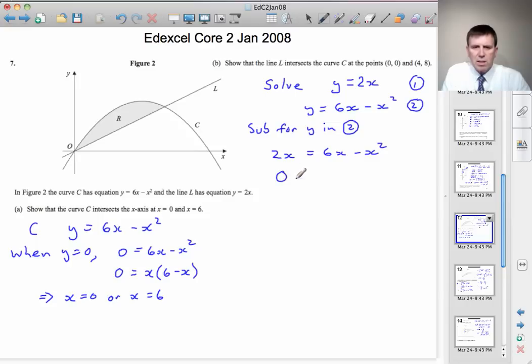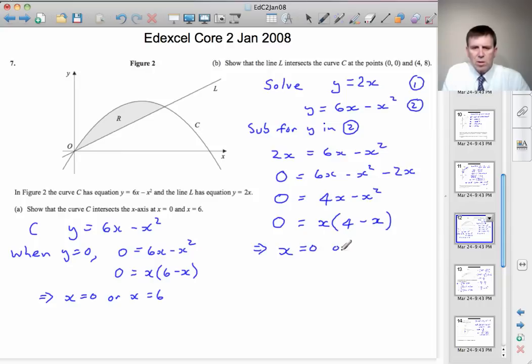Taking everything to the right hand side, 0 equals 6x minus x squared minus 2x when it comes across. 6x minus 2x is 4x, so that gives us 4x minus x squared. And factorize the right hand side, common factor of x again, rebuild 4 minus x as the other factor. And from that, it is implied that either x is 0, or if this bracket's 0, x equals 4. Now we just need to find the y coordinates. Well, y is 2 times 0 when x is 0. So y equals 0. And when x is 4, y will be 2 times 4. So y equals 8.